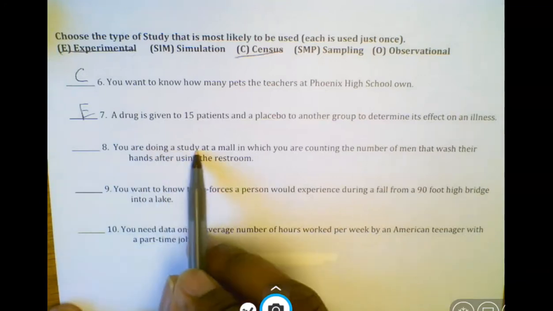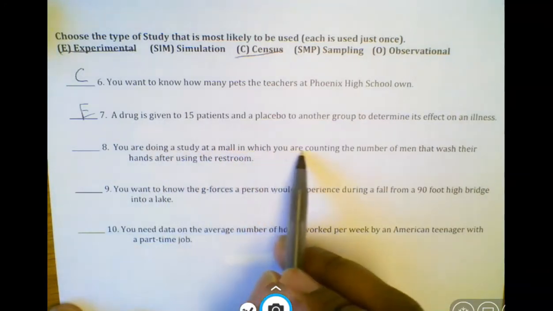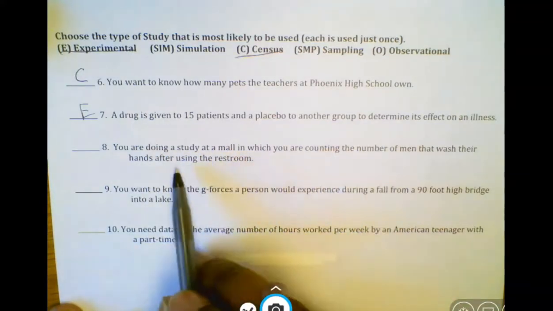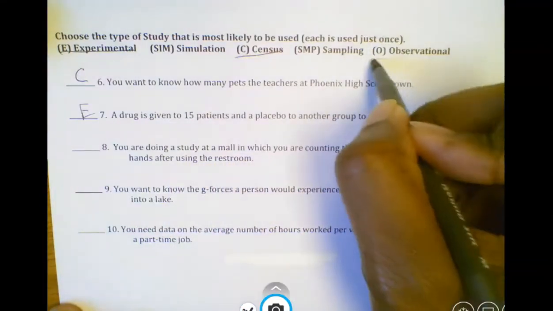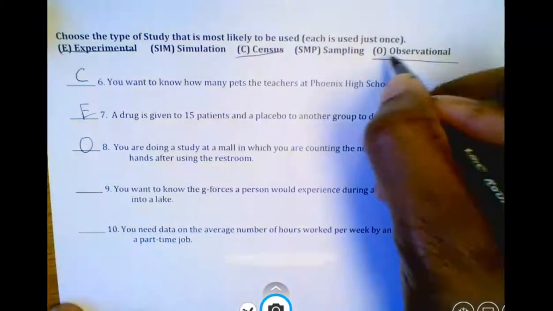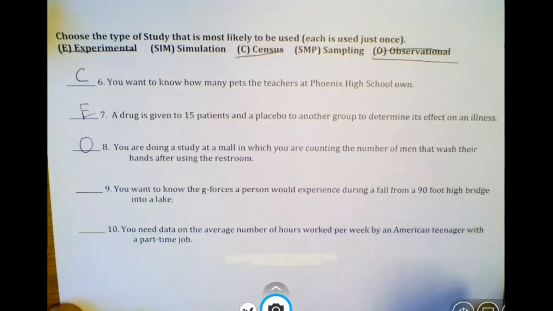You're doing a study at a mall in which you're counting the number of men that wash their hands after using the restroom. So this is observational. You're just looking. You're not giving them directions on how they should wash their hands.